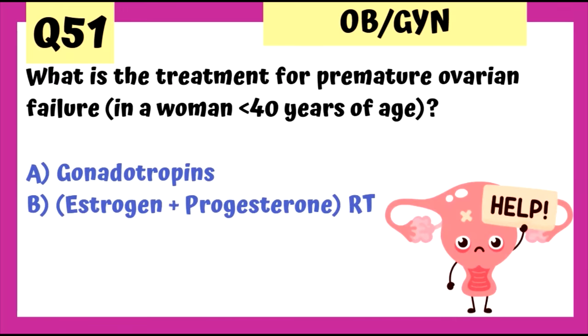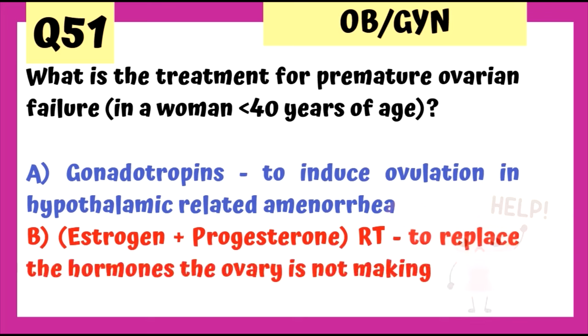Question 51, what is the treatment for premature ovarian failure? In a woman aged less than 40, we would give hormone replacement therapy, estrogen and progesterone, to replace the hormones the ovary is not making. Gonadotropins are used to induce ovulation in hypothalamic-related amenorrhea.